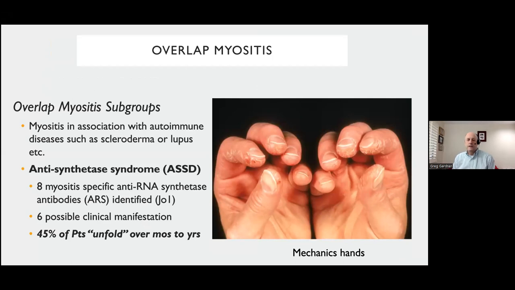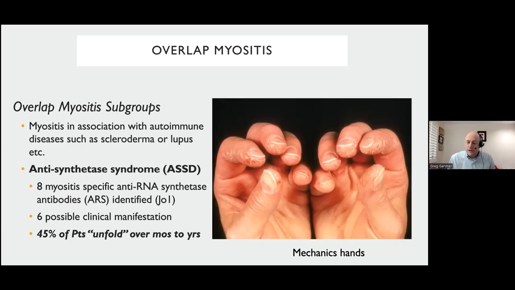Somebody mentioned antisynthetase syndrome. Before I started working in the ILD clinic, I thought this was a rare disease. I think it just seemed rare because I missed it a lot. I now have a list of about 100 patients I follow with this condition in the ILD rheumatology clinic. There are 8 currently recognized anti-tRNA synthetase antibodies, or probably more in the future. And there are 6 possible manifestations. Of interest, some of these patients unfold over months to years. They may not present with all their symptoms all at once.